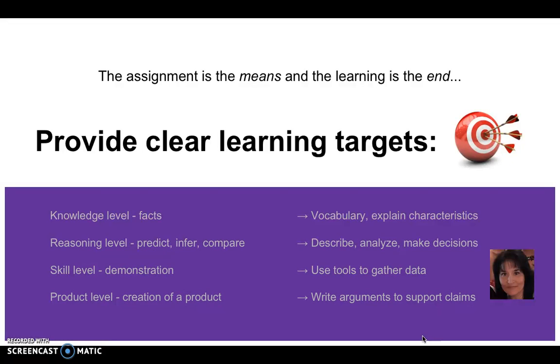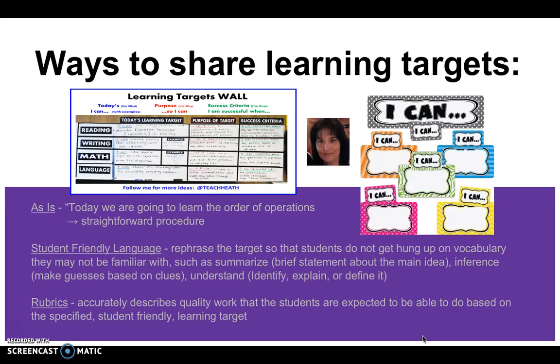Students need to know exactly what they should be learning and what they are expected to do with their learning. There are different levels: knowledge level, reasoning level, skill level, and product level. Students need to know what they're doing. Ways to share targets with your students: well, you could do as is. Today we're going to learn the order of operations, or convert to student-friendly language.